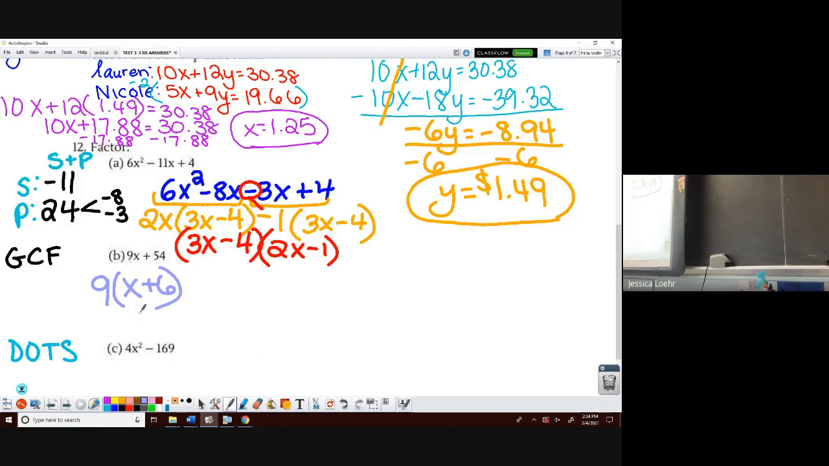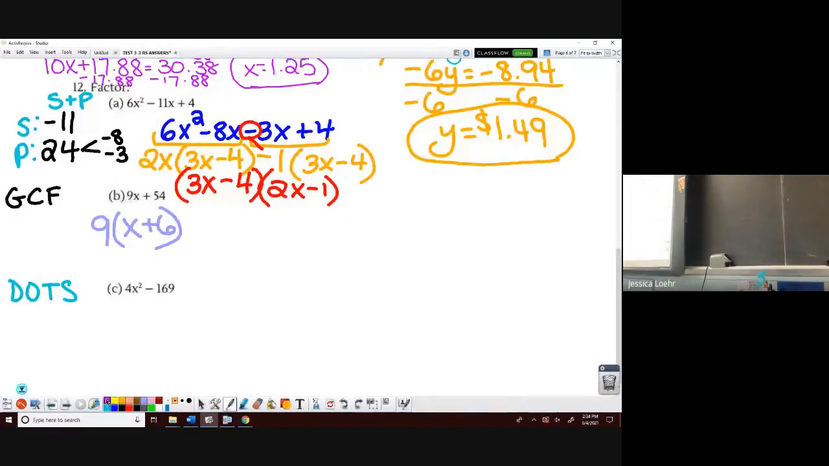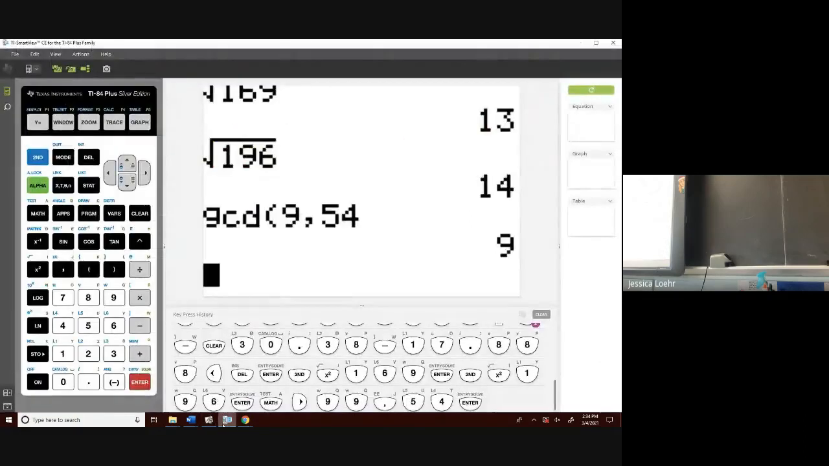Then the last one, dots. Start out dots by writing your 2 pairs of parentheses. One with a plus, one with a minus. Take the square root, 4x squared. What's the square root of that? 2x. Goes in the first spot for both. And then the square root of 169, I think we did that before, is 13.